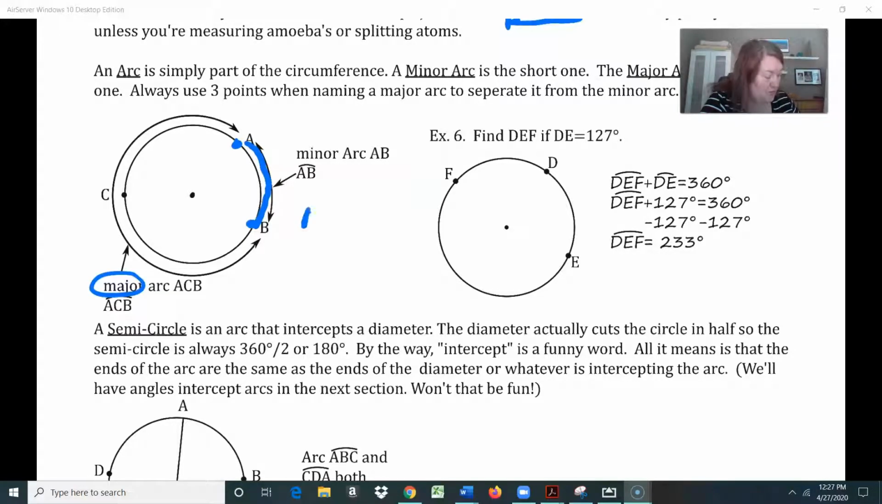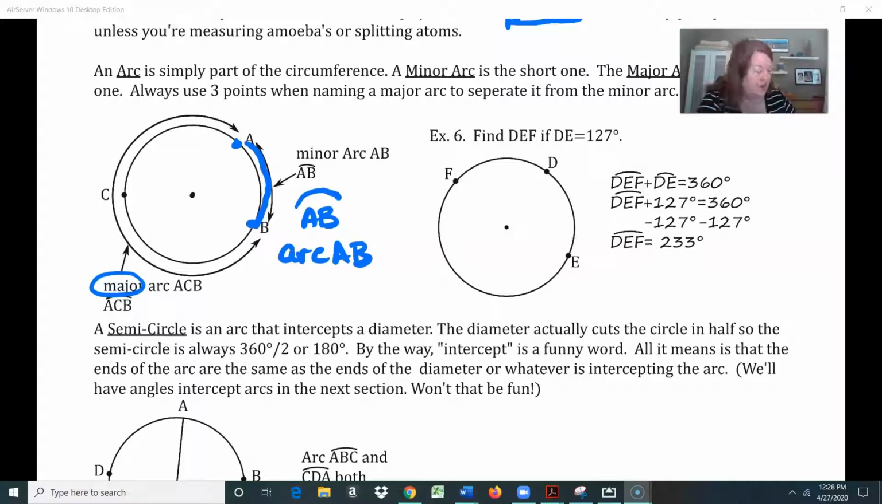And the symbol we use for arc is this upside down U that kind of looks like part of the circumference. Now, I think in last week's practice, I didn't have the opportunity to use that symbol. It wasn't available to me, so then I just called it arc AB. You can use either one of those as fine.